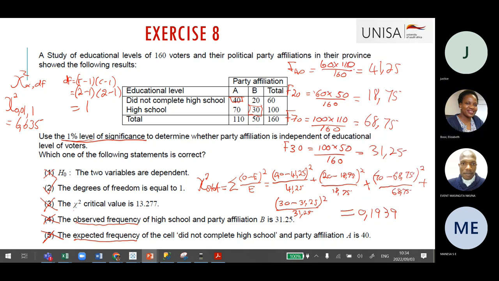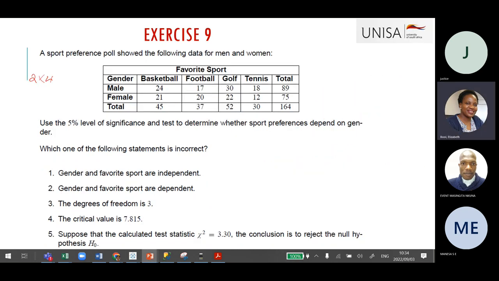Okay. So we already covered some of this. You just need to make sure, especially those who are using the template, that you choose the right template. This is A2x4. You're given your level of significance, which means it's your alpha value. And you need to know your null hypothesis and alternative hypothesis.